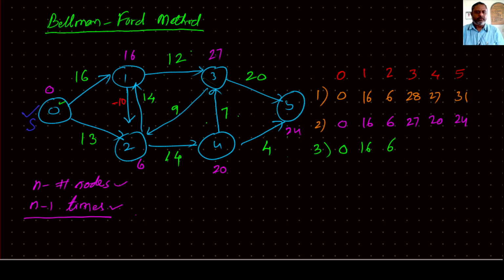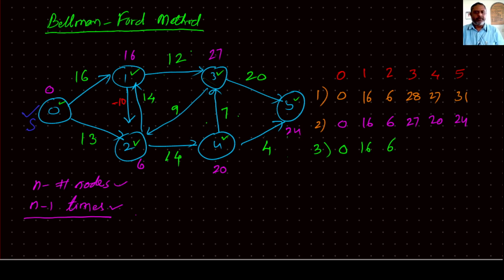Node 1's work is also over. Then now we are left with 27, 20, 24. So next is 20. 20 plus 7 is 27, 20 plus 4 is 24, so no change required. The next thing is 24, no outgoing. Then the last option is node 3: 27 plus 20 is 47, but definitely 24 is better. 27 plus 9 is 36, definitely 6 is better, so nothing is to be changed.